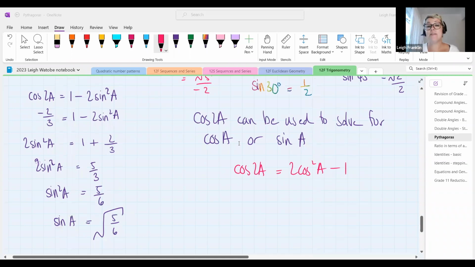Have you guys seen this at school? Has your teacher shown you this? For those of you that have done trig at school, have you seen this before? Okay, so some of you have, some of you haven't. Are there any questions? Are you sure? You have not seen it, but you understand what I've done here.